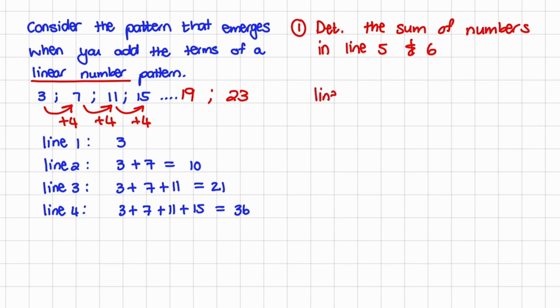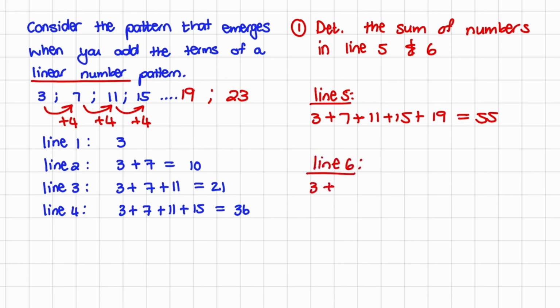So line 5 would be 3 plus 7 plus 11 plus 15 plus 19, which is equal to 55. And line 6 would be equal to 3 plus 7 plus 11 plus 15 plus 19 plus 23, which is equal to 78.